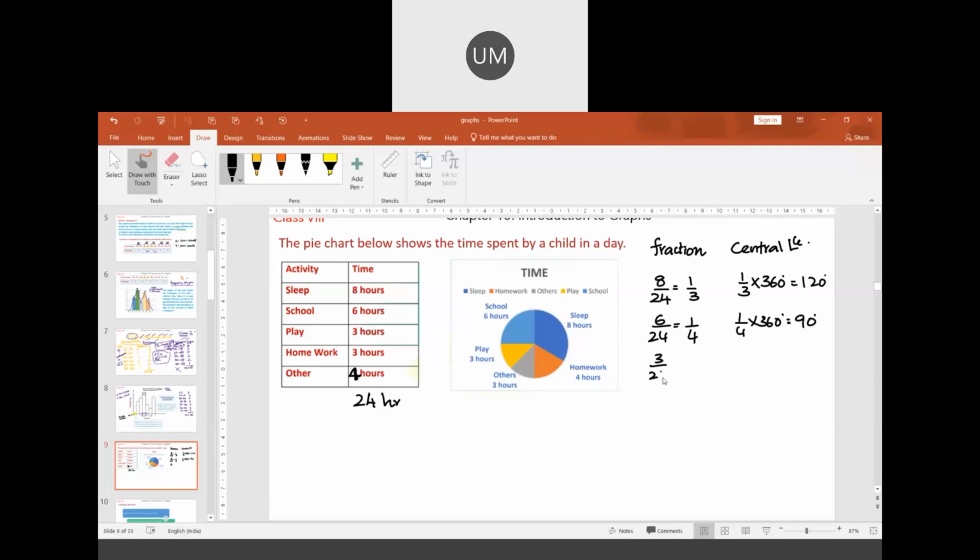3 by 24 is 1 by 8. 1 by 8 into 360 is 45 degrees. Once again, there is 3 by 24, which is 1 by 8, so again 45 degrees. Again, 45 degrees for the other as well.